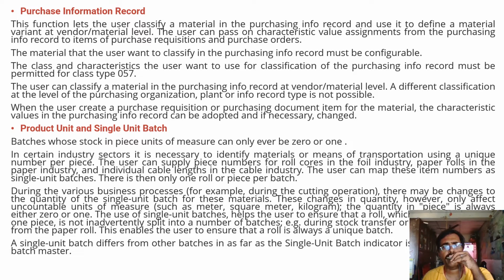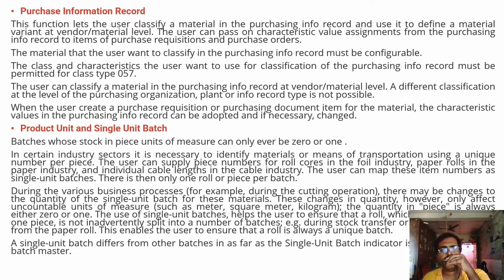The user can classify a material in the purchase info record at a vendor and material level. A different classification at the level of purchasing organization, plant or info record type is not possible. When the user creates a purchase requisition or purchasing document item for the material, the characteristic values in the purchasing info record can be adapted and, if necessary, changed at the purchase requisition or purchase order item level for the material.